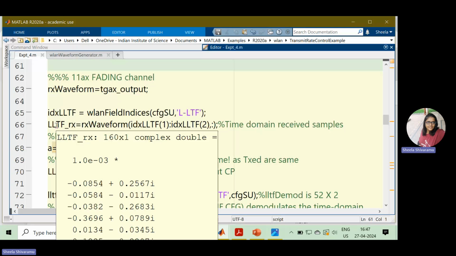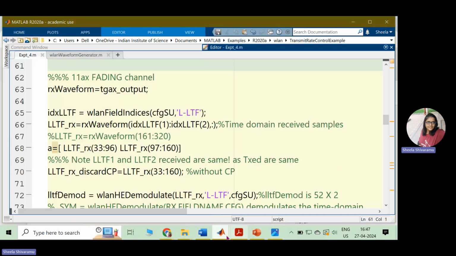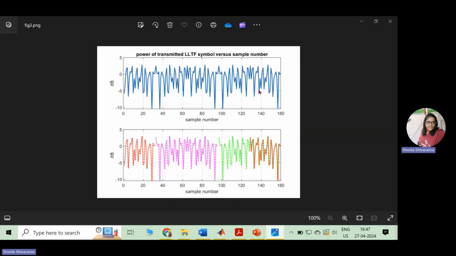First 32, 1 to 32, that is the prefixed data. 33 to 96th sample, that is 64 samples we have. I think I have a figure for that. Yes, so this is experiment 3. Again, if you want details, you can revisit this.